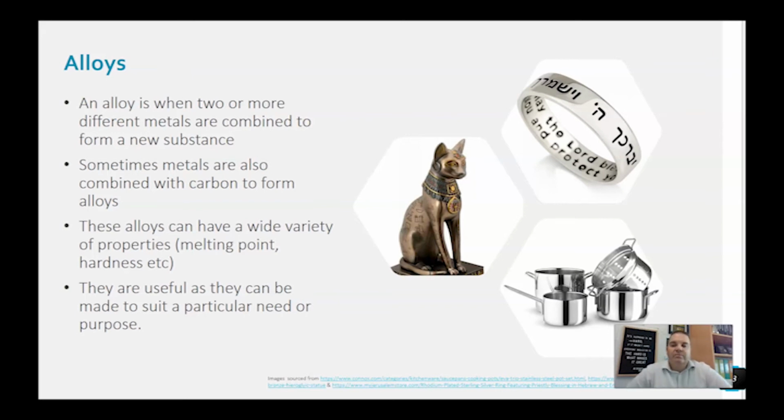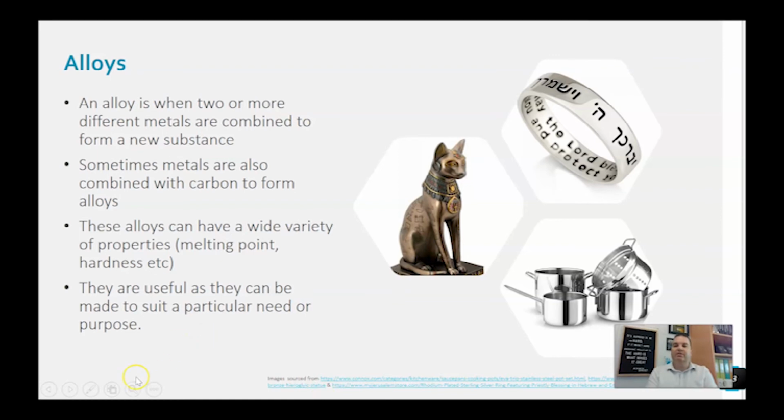So what we do sometimes is we combine metals together so that we get the strengths of both metals combining together. Sometimes we also combine that with carbon, and that's a really good example with steel, because carbon, as we saw in the previous one, can form different three-dimensional lattice structures as well. So that allows us to have some extra strength, while sometimes trading off some of the other properties of the metals that we don't want. They're very useful as they can be used to suit a particular need or purpose.